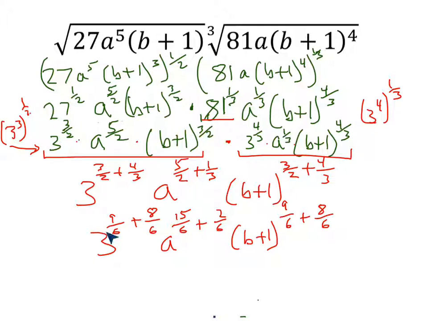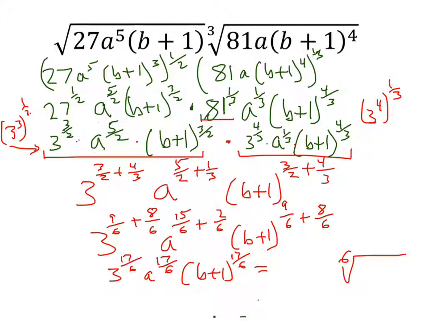And so now we have the same bases. We combined them here. We can add the exponents because it's all multiplying, and we can clean that up. We're just about there. Let's add those exponents, and we've got 3 to the 17/6, a to the 17/6, and b plus 1 to the 17/6. Well, that's kind of cool. They all came out to be the same. We're going to have some things that come out of the root and some things that get left in. So we're going to have a 6th root. I'm going to put that here for the leftovers.